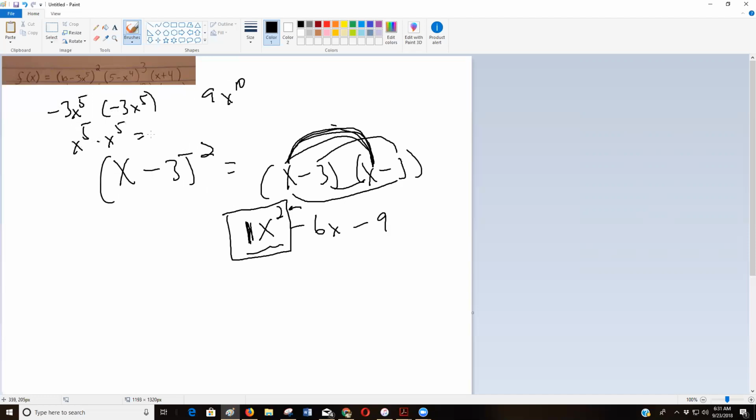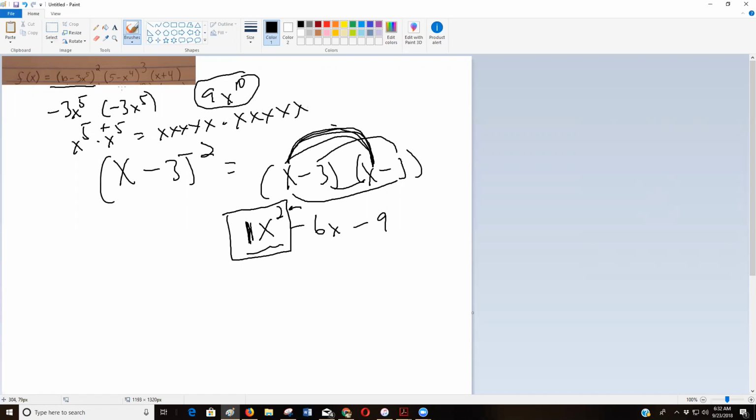Looks like you guys are having some trouble with this. We have 5 x's in the first one, times another 5 x's. We add the exponents, right? So 1, 2, 3, 4, 5. There's 10 x's here. So the easy way is: you are adding, x to the fifth times x to the fifth, we add the exponents to get x to the 10th. So that's the first term from that first binomial.